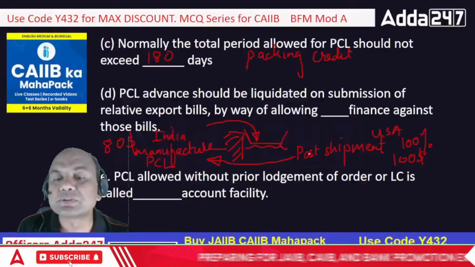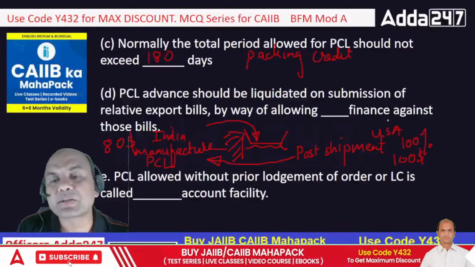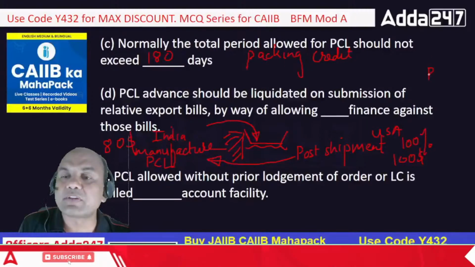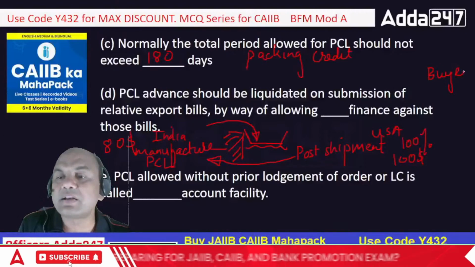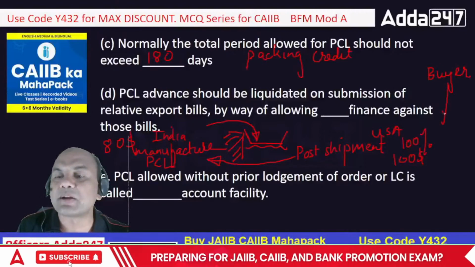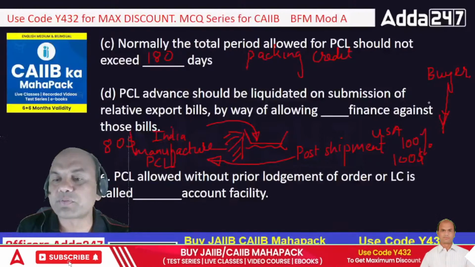So how will bank close this post shipment then? This will be closed when the buyer pays. Buyer will now pay after some days, right? So this buyer will again pay some $100 because this is for the full amount. So $100 will be closed over here.